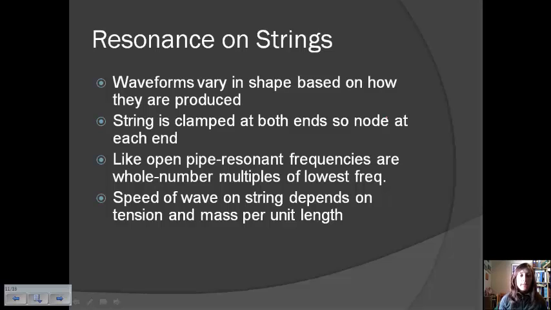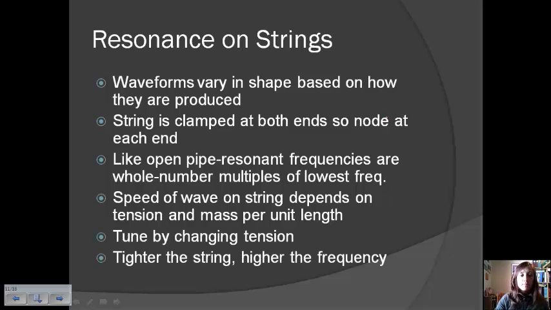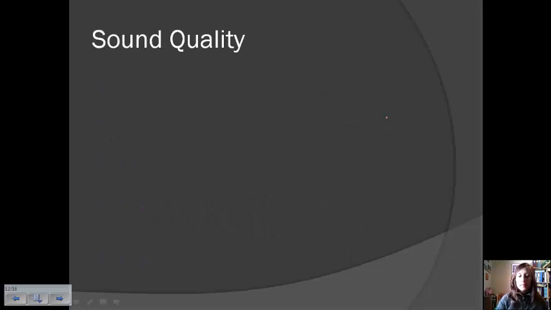So the speed of the wave on the string depends on the tension. Remember, you can tune your guitar by changing the tension on the strings, and also the mass per unit length. You can have different weights of strings. That's probably not the right term, but they can have different tension and different mass. And so you would tune your guitar by changing the tension. So the tighter the string, the higher the frequency, and you can tell this if you've ever plucked a guitar and as you tighten, you can hear the frequency.